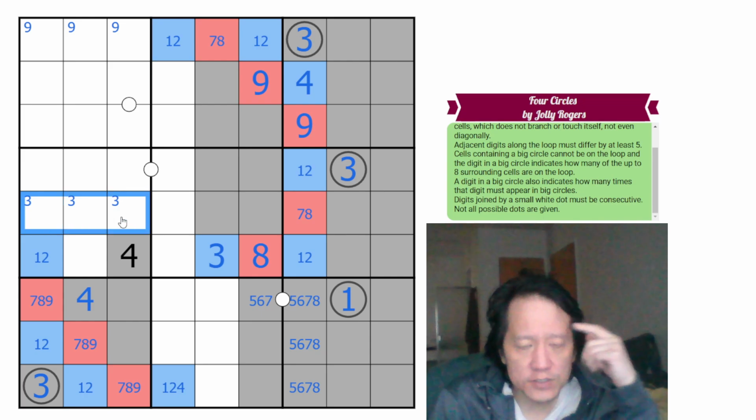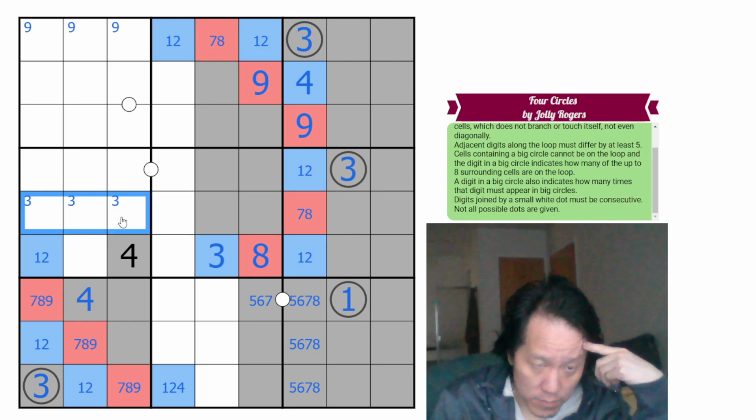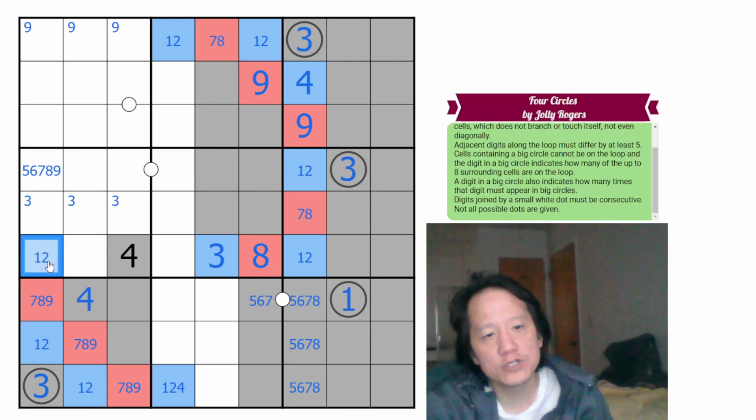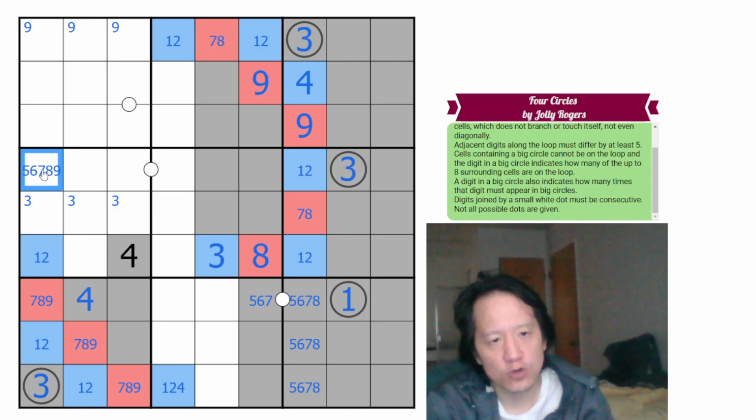Okay, so this is 3. So this can't be 1, 2, 3, or 4. So this is 5, 6, 7, 8, and 9. If it were to continue any way into here, it doesn't work because this is never a low. So it always has to enter here, right?